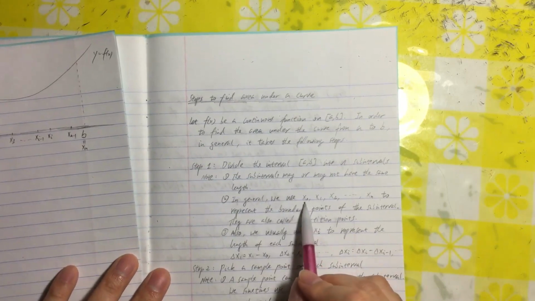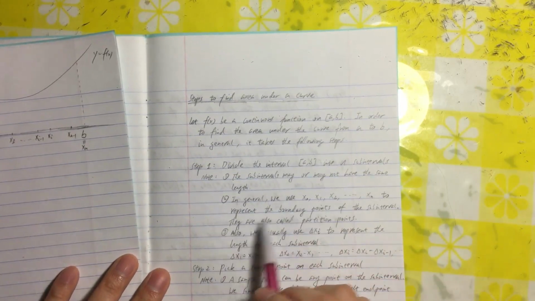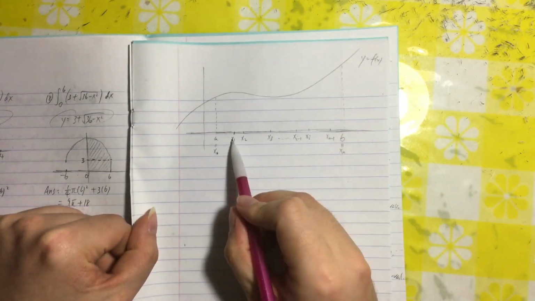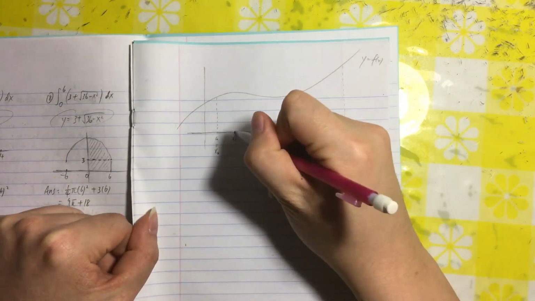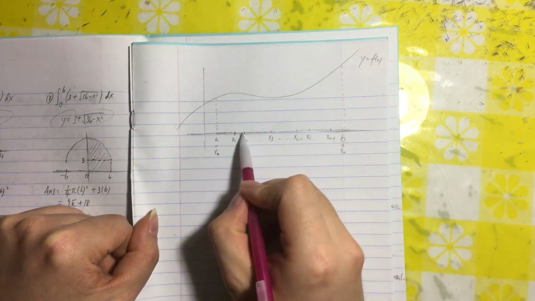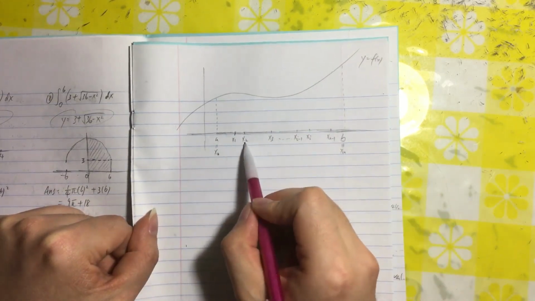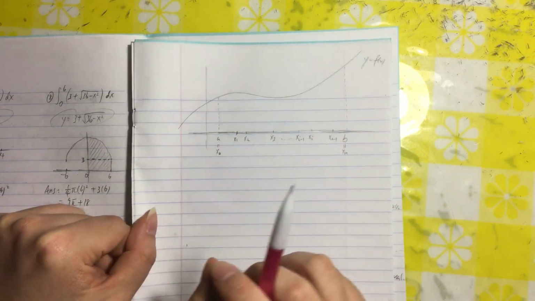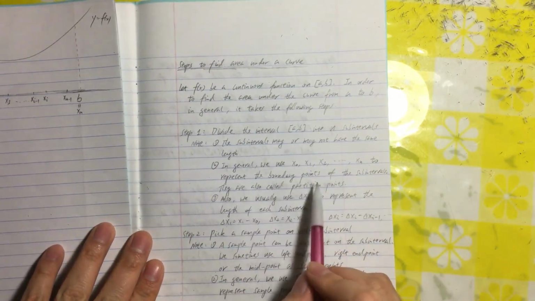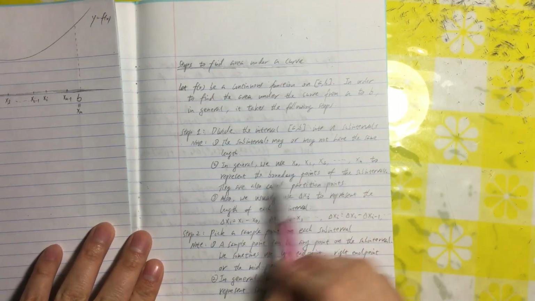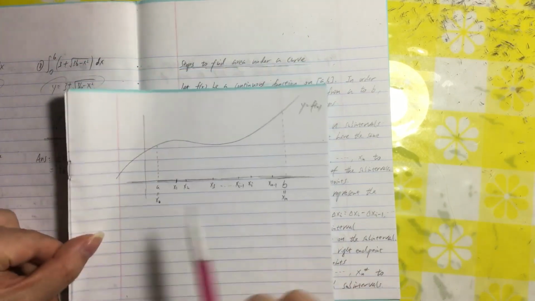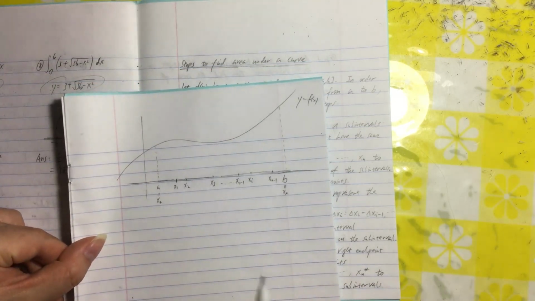In general, we use x0, x1, x2, x3, and so on up to xn to represent the boundary points of the subintervals. That's the boundary point of the first interval, that's the boundary point of the second interval, and so on. These points, x0, x1, x2, xn, are also called partition points. They are the boundary points of the subintervals.